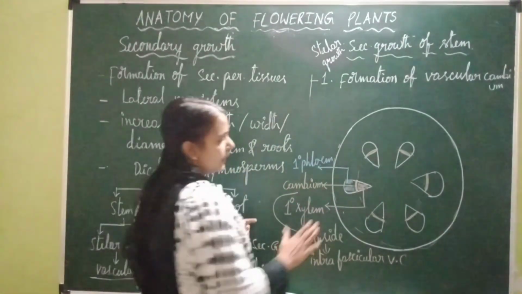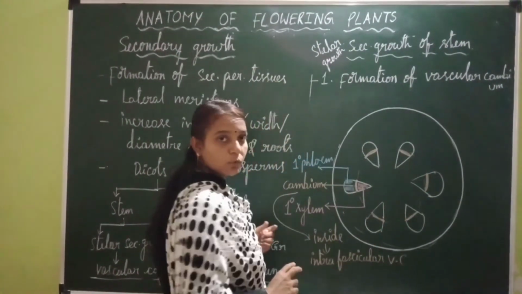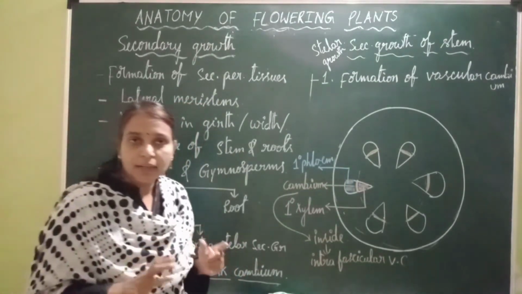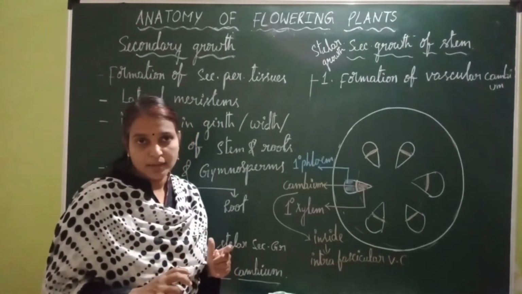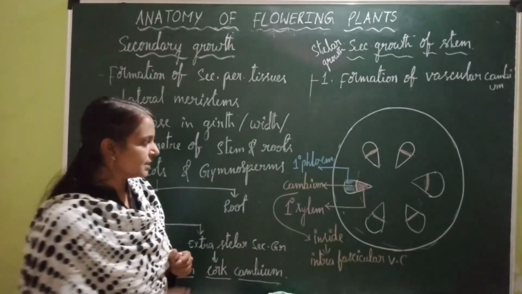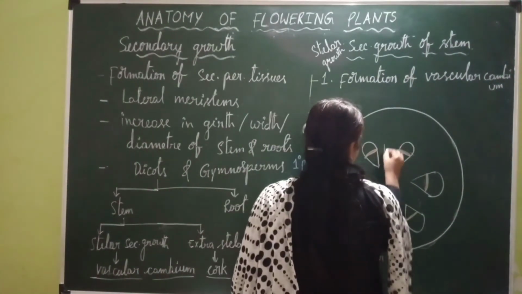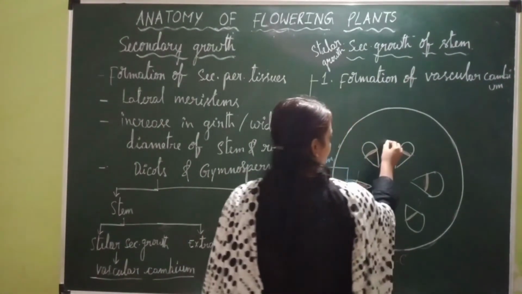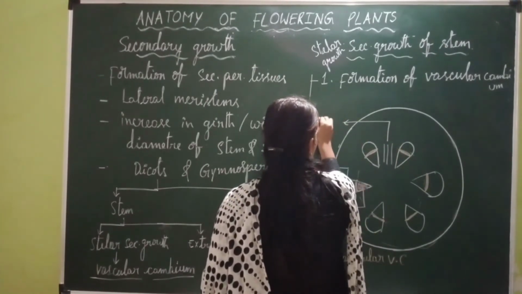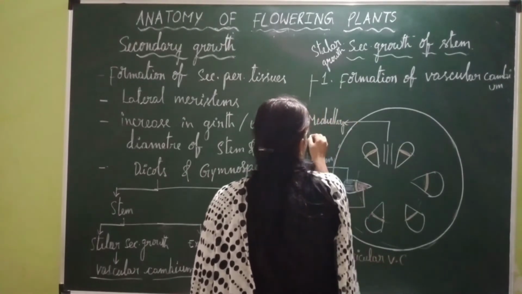Okay. Now, in between these vascular bundles, what type of tissue is present? Parenchymatous tissue is present. And this parenchymatous tissue which is present between the vascular bundles is in the form of rays. And these rays are called medullary rays. Right? So, in between the vascular bundles, parenchyma is present in the form of rays. These rays are called medullary rays.